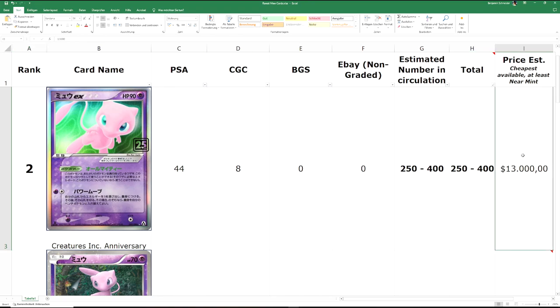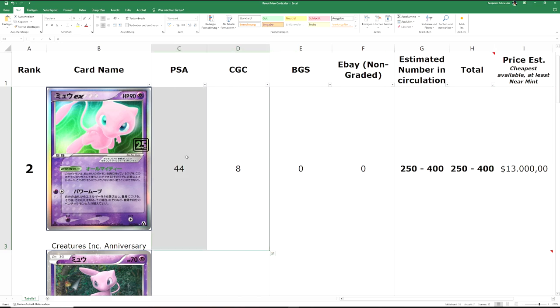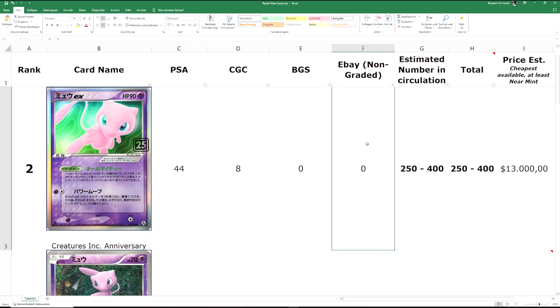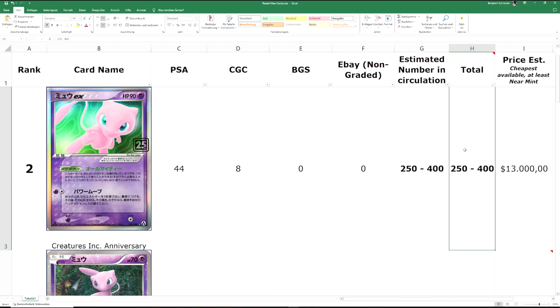The cheapest one that I could find was $13,000 on this one. As you can see, not a whole lot of these are graded with PSA or CGC, 0 with BGS, and 0 non-graded versions on sale on eBay. Only 250 to 400. This we can actually say for sure, because there aren't more than 400 out there, which is why this is rank 2.